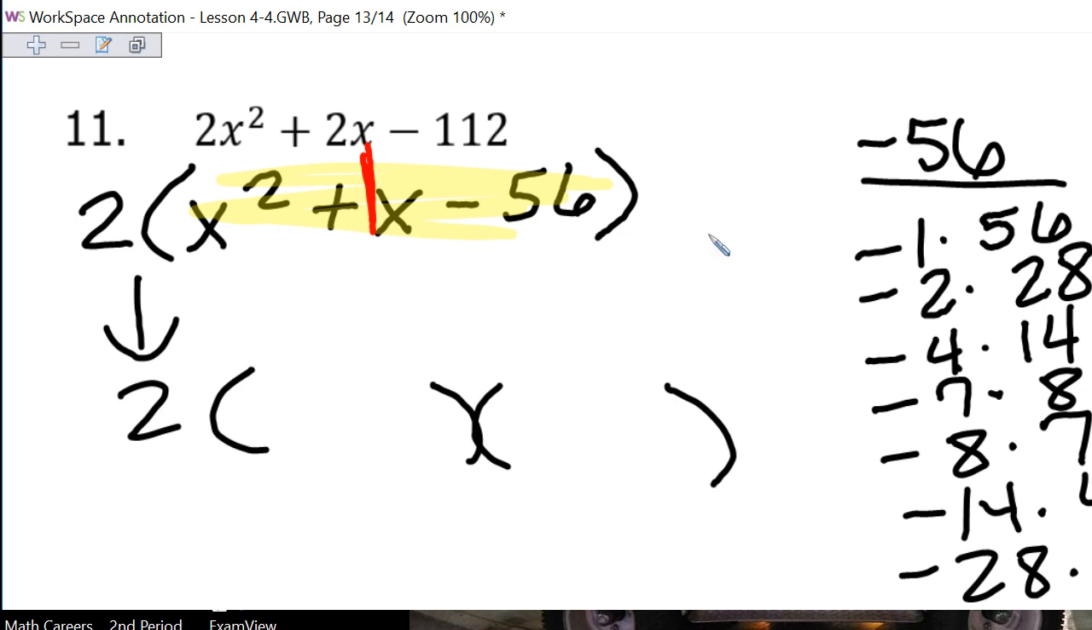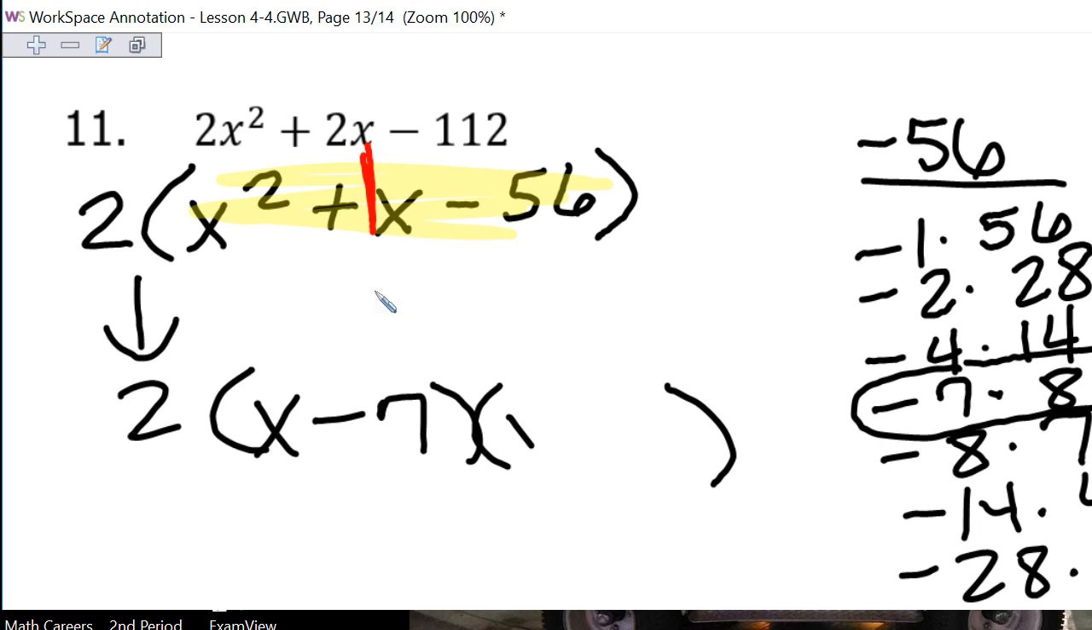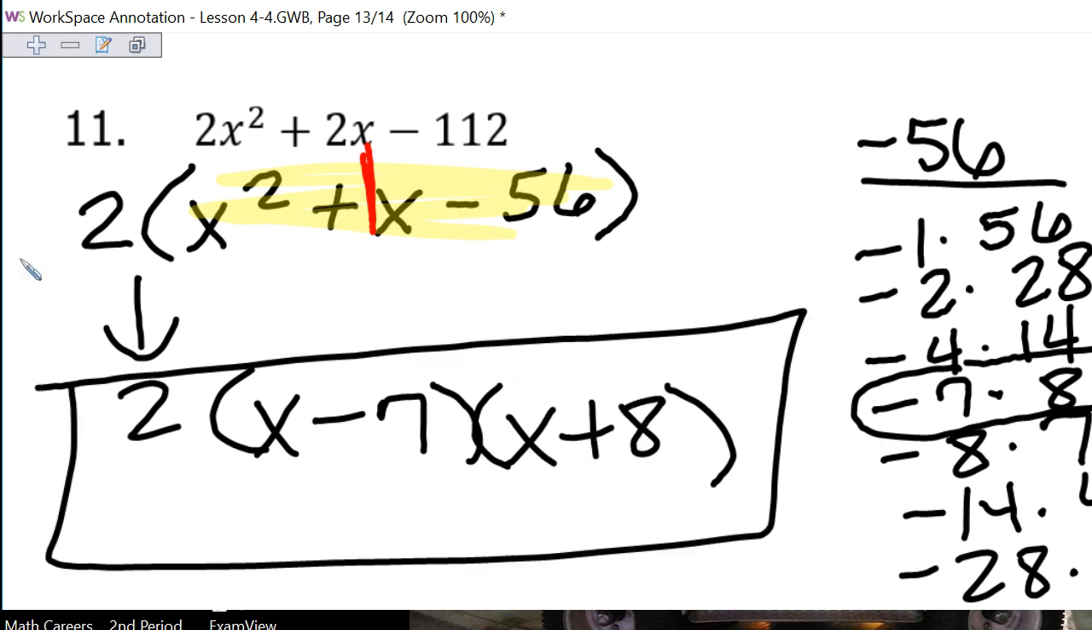What I was talking about, when they have to add up to 1, that means they'll be side by side on the number line. Just ignoring the negative, 7 and 8 are side by side. They're consecutive numbers. So we have the GCF as our first answer. What would our next answer be? x minus 7, and our last answer, x plus 8. You have to have all three of those to get credit. So make sure the GCF is first. Okay, I want you to do that last one, problem 12.